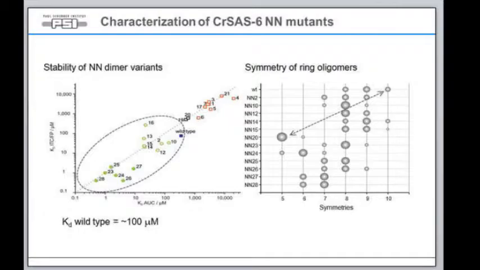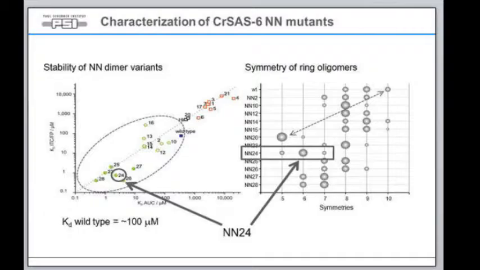And when we assessed the symmetry of this population here, we went from predominantly nine-fold or ten-fold symmetric particles down to even five-fold symmetric oligomers. So a wide range of possibilities just by applying this mutagenesis strategy to the molecule.